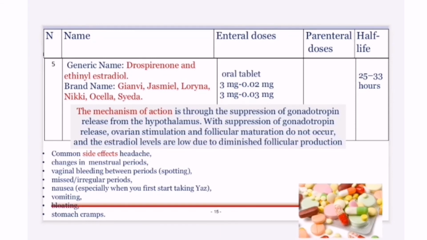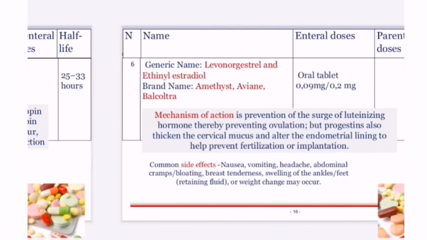Next is drospirenone and ethinyl estradiol. Internal dose is 3 milligram to 0.02 milligram and 3 milligram to 0.03 milligram. Half-life is 25 to 33 hours. Side effects are vomiting, bleeding, stomach cramps, vaginal bleeding, changes in menstrual periods. The mechanism of action is through suppression of gonadotropin release from the hypothalamus. With suppression of gonadotropin release, ovarian stimulation and follicular maturation do not occur, and the estradiol levels are low due to the diminished follicular production.